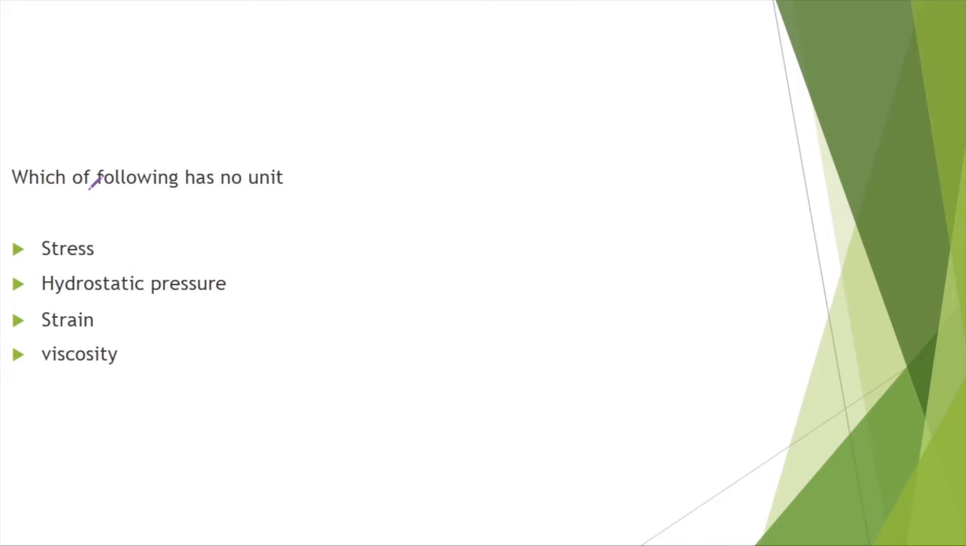Now which of the following has no unit? Stress: we know that stress is equal to force by area, right? Stress is a ratio of force per unit area. Now hydrostatic pressure is rho g h. Hydrostatic pressure is the pressure due to the water column, which is equal to rho g h.